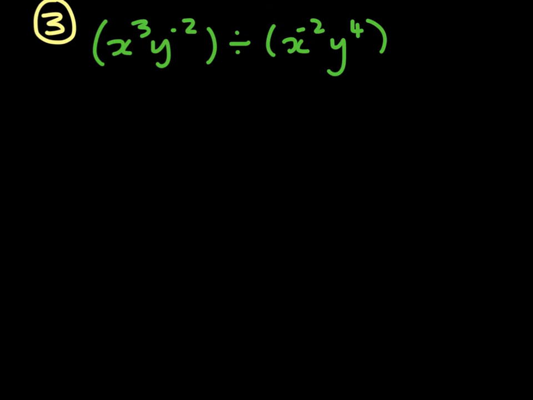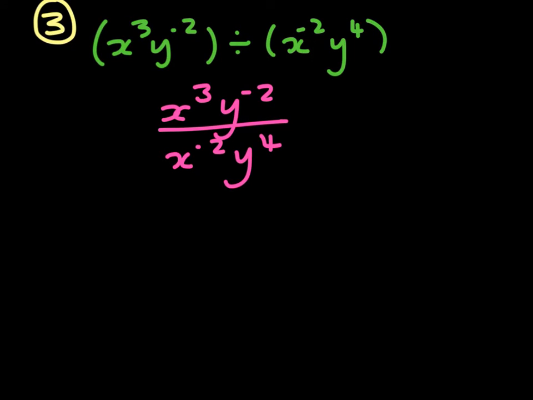Question 3, I'm going to rewrite this question as x cubed y to the negative 2 over x to the negative 2 y to the power 4. Okay, now you have a rule for indices where you should know what you're doing with the powers. So this power 3 and this power negative 2, because we're dividing, you should be subtracting them. Similarly for the negative 2 and the 4 to get your final answer.